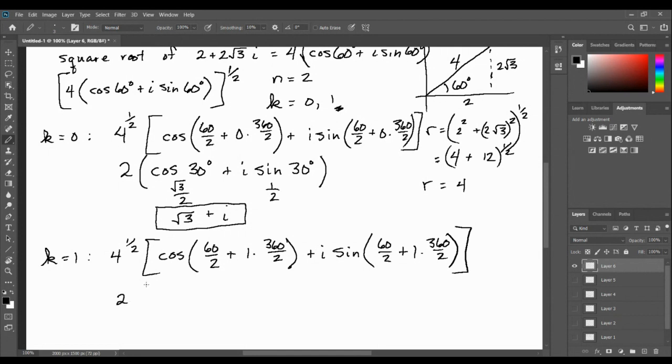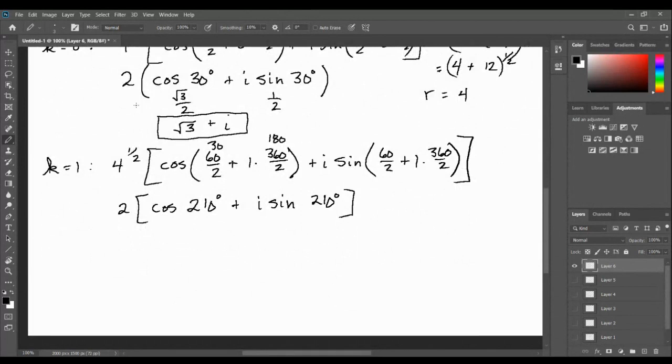Okay, the square root of 4 is still 2. So this is still 30. 360 over 2 is 180. And now I need to add those two together. 180 plus 30 is 210. Cosine of 210 I have from my unit circle is negative root 3 over 2. The sine of 210, again from my unit circle, is negative 1/2.